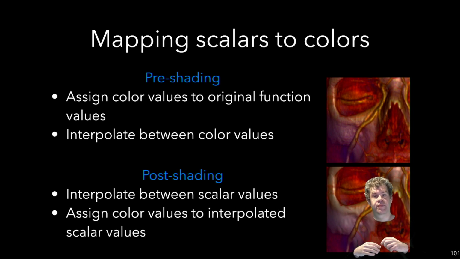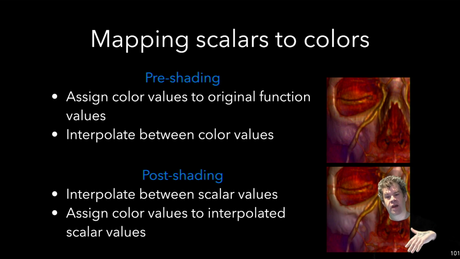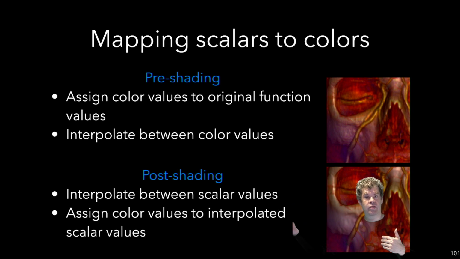What I can do is first apply the transfer function to my original sample points. So instead of dealing with Hounsfield units, I can just apply the transfer function and then interpolate color opacity quadruples. Or I could first interpolate the values and then apply the transfer function. As I said, there's no right or wrong. It's just two things that we can do.